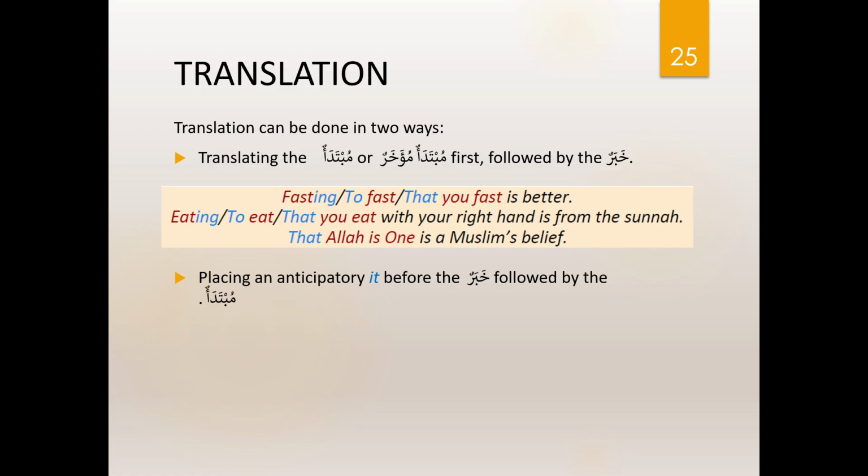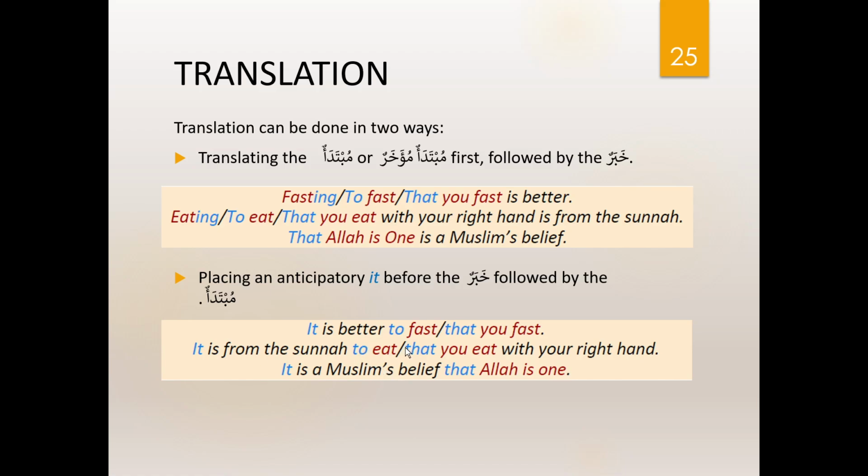Normally, how do we say a pronoun? It is a pronoun, right? So you usually know the noun before you use the pronoun. You won't know what the pronoun is referring to. So this is why we say it's anticipatory. The fact of the matter is that is how some people look at it. So here, it is better to fast. It is from the sunnah to eat. It is a Muslim's belief that Allah is one. So this is how we can do the translation as well. Alhamdulillah.